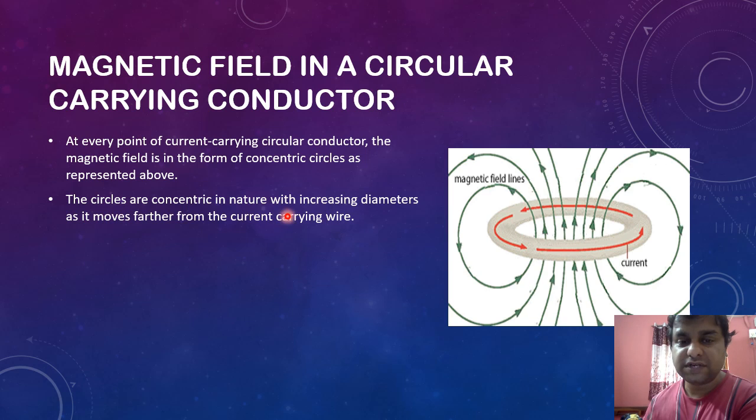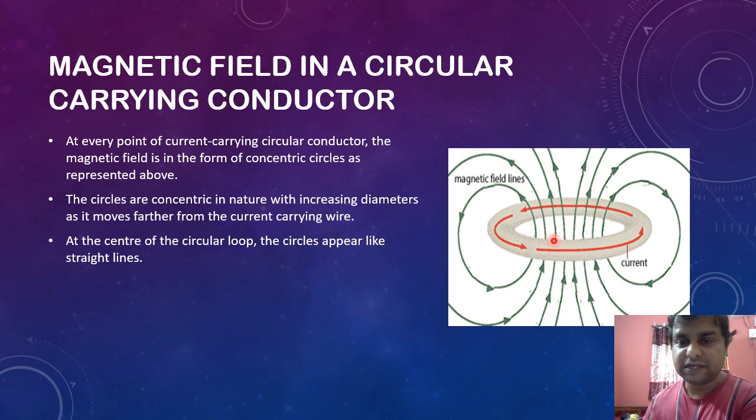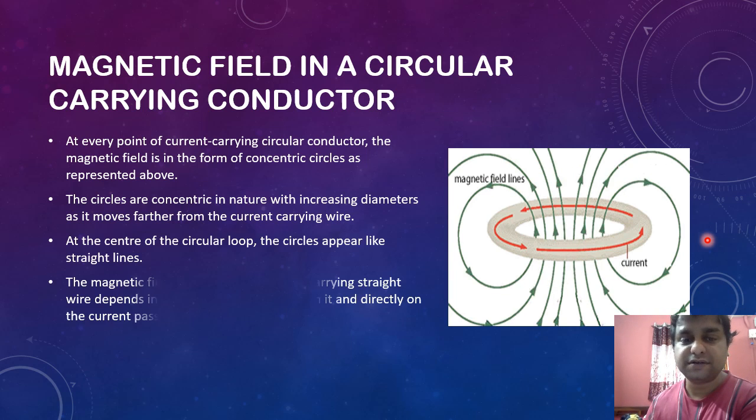The circles are concentric in nature with increasing diameters. So you can see that the diameter keeps increasing, which means the circle keeps getting bigger and bigger as it moves away from the current carrying wire. At the center of the loop, I told you the circles appear to become like straight lines, although they are not straight lines. They're just bigger and bigger, and it just appears that they are getting straighter.